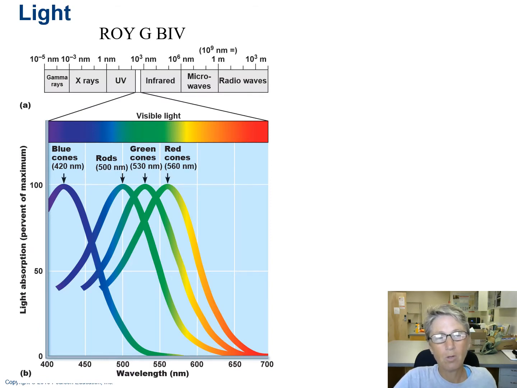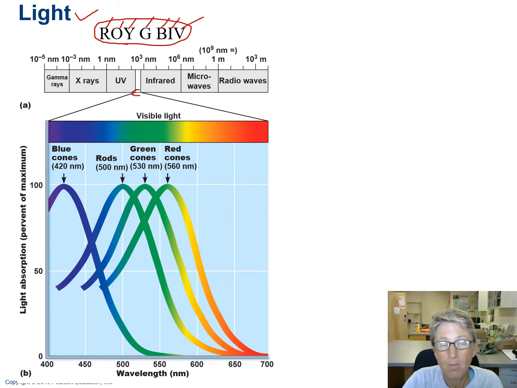All right, so let's do a little physics primer here. Let's look at light. Maybe in your physical science classes, you've seen this Roy G. Biv: red, orange, yellow, green, blue, indigo, and violet. Those are the colors that we can see in the visible part of the electromagnetic spectrum. So this is what we can see. Humans can see this visible light.